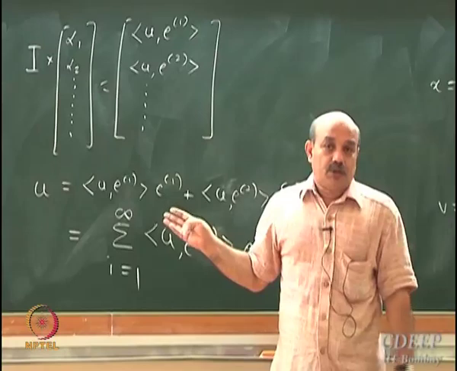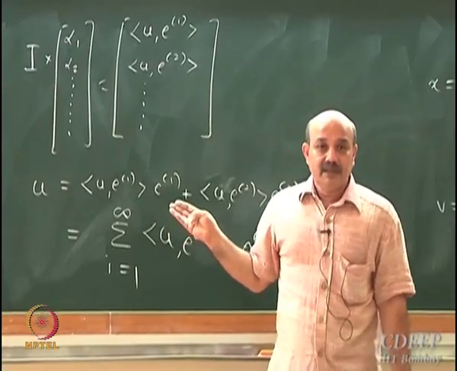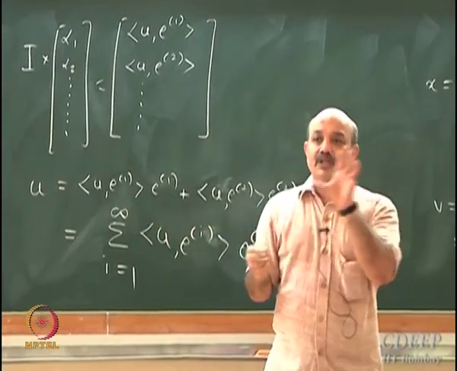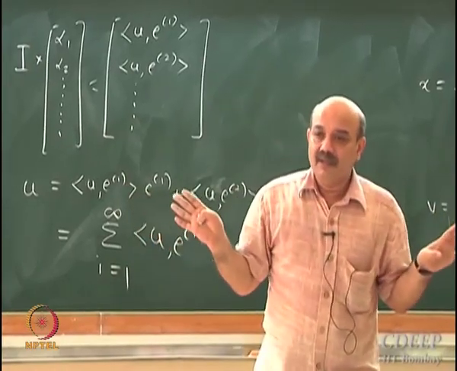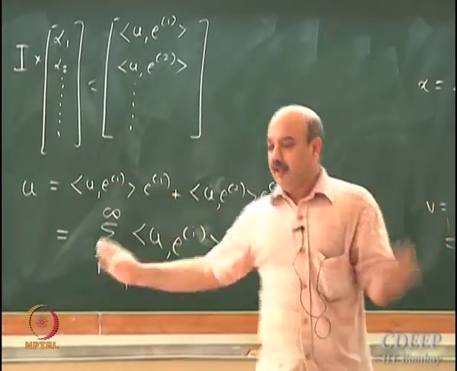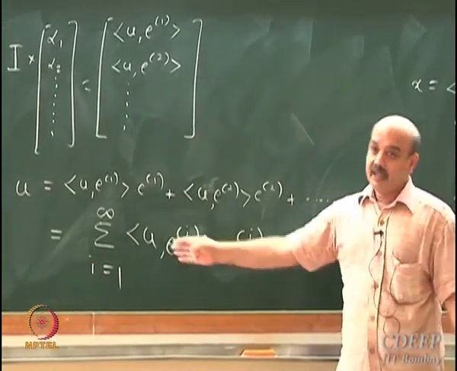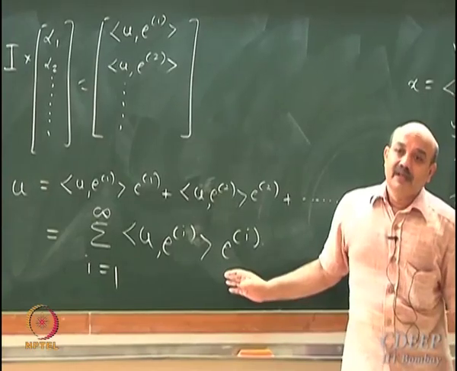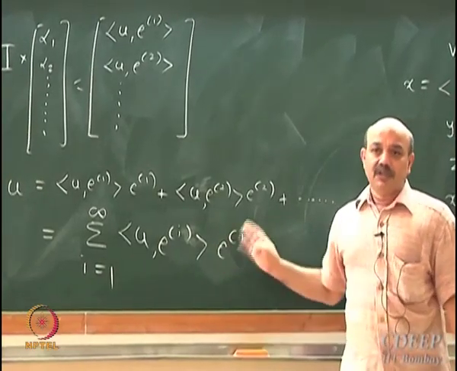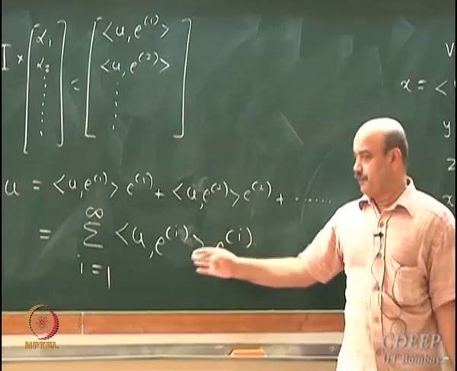What is nice about an orthogonal basis? You can look at individual components separately. It's very, very easy to work with orthogonal vectors. We know that in three dimensions, and that's what we want in any other vector space, which is a Hilbert space.